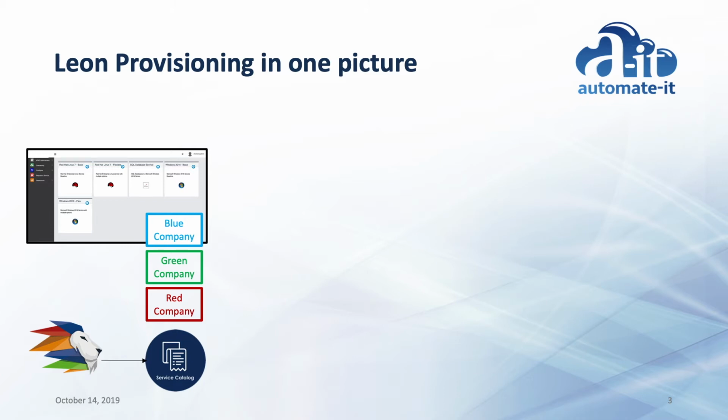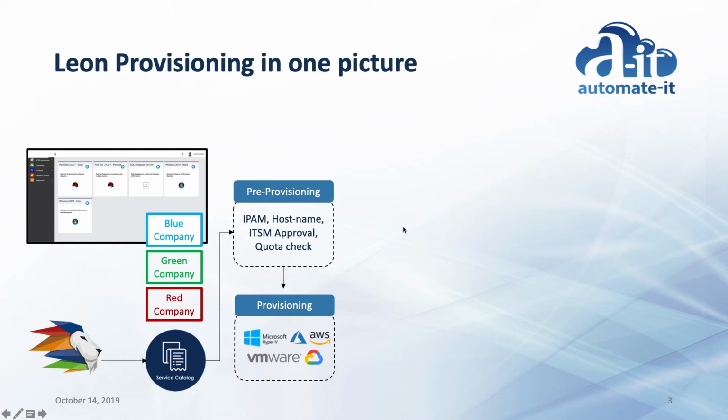Provisioning in Leon will cover the same end-to-end process also for the public cloud. So end users are able to select service requests from a company and tenant dependent service catalog. Leon will execute all pre-provisioning activities, including typical steps like getting the correct IP address and hostname and integrating into an existing ITSM system for change management and approval.